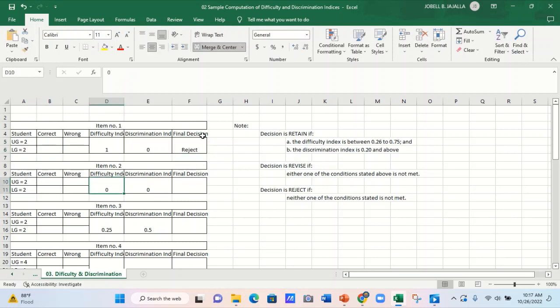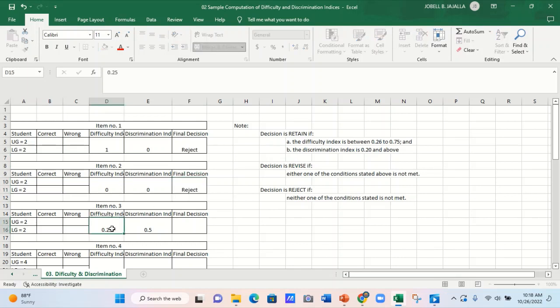Sa ikaduha, range sa atong difficulty index is 0.26 man siya kaabot ani, 0 man siya. Therefore, the first condition is not met. Sa discrimination index, likewise 0 man siya and the minimum for discrimination index is 0.2. So, the second condition is also not met. So, kung wala ang duha, reject na siya.